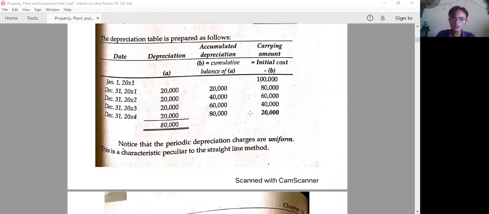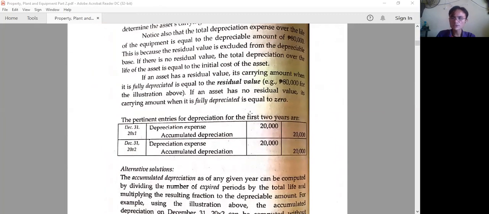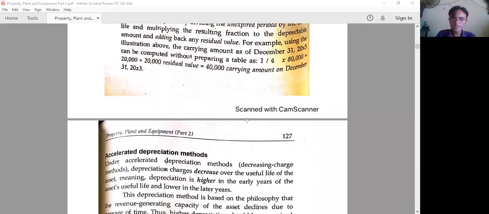Then to continue, we have the entries. To record the transaction, that is simply debit depreciation expense, credit accumulated depreciation of 20,000 pesos. So I repeat, debit depreciation expense, credit accumulated depreciation of 20,000, and this would be the same from 20x1 to 20x4. All right.